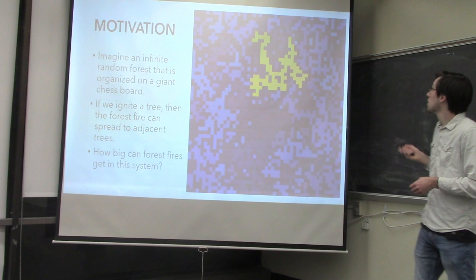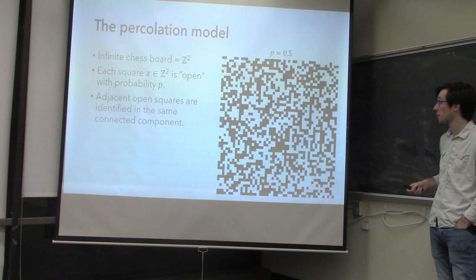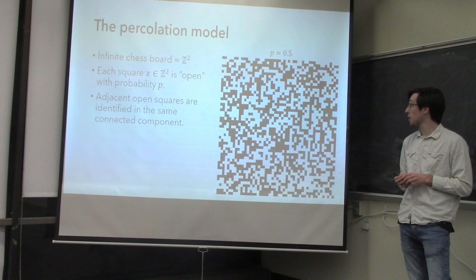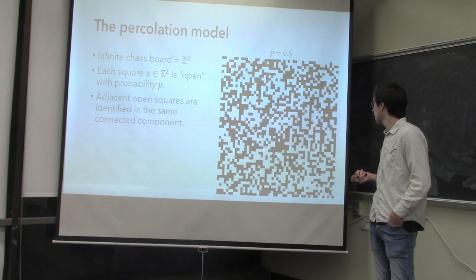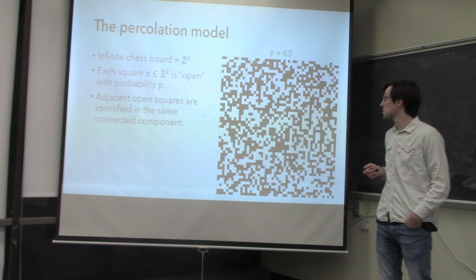So this is how we model the system. Our infinite chessboard becomes a lattice, and each square corresponds to a particular random variable. So this random variable, you can imagine, is sort of a random binary function defined over the lattice. Each square in the lattice is open with probability p. So probability p that there's a white square, otherwise with probability 1 minus p, there's a black square. And of course, we're going to identify adjacent squares, at least up, down, left, and right, not on the diagonals. We're going to identify them to be the same connected component.